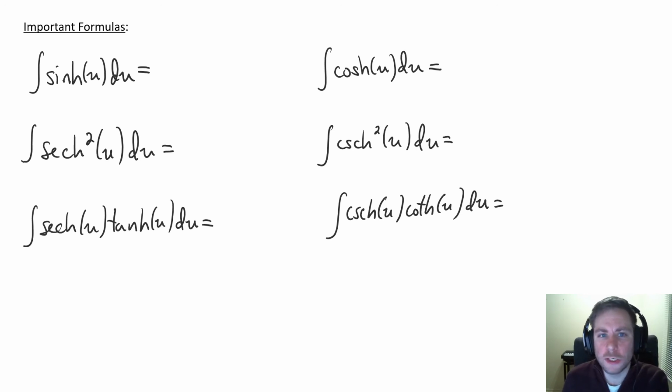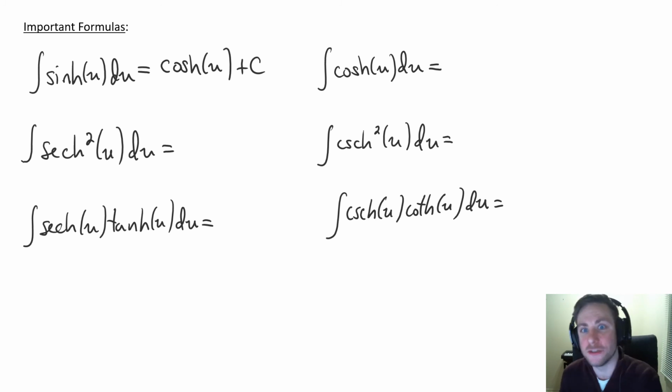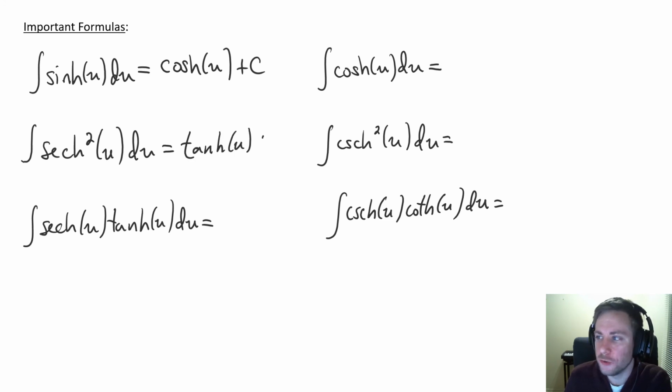For starters, we know that cosh of u would be a function whose derivative is sinh of u, making it the antiderivative. So that gives us this first formula. Next, tanh of u is a function whose derivative is sech squared of u. Again, this should feel pretty natural considering what you already know about trig functions, but be careful.